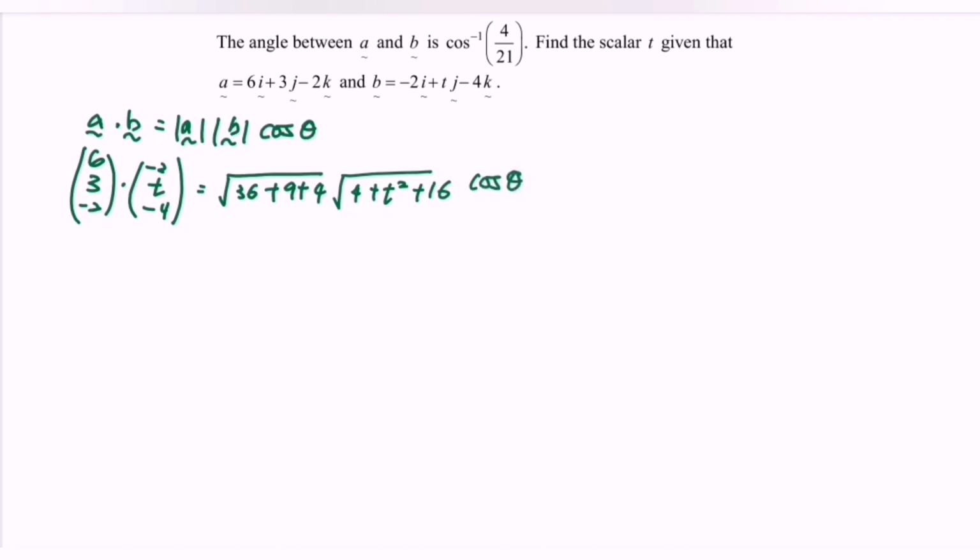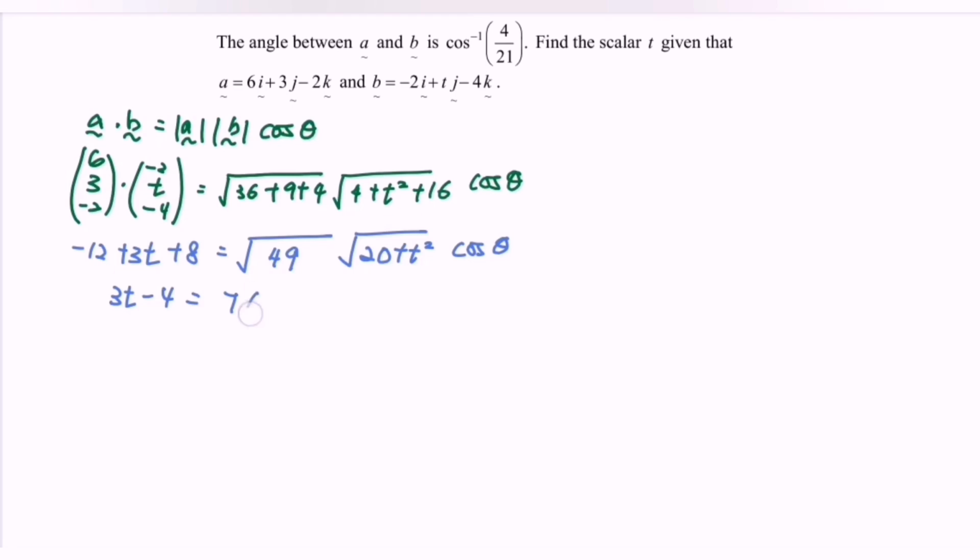Kindly refer to the left hand side. We dot the vectors, where we have negative 12 plus 3t plus 8 equals the magnitude, we have the square root of 49, multiplied with the square root of 20 plus t squared, cos theta. Kindly continue. We have 3t minus 4 equals 7 multiplied with the square root of 20 plus t squared, cos theta.